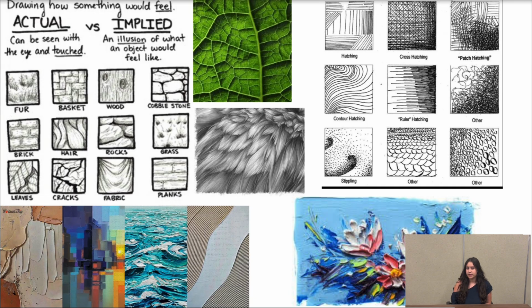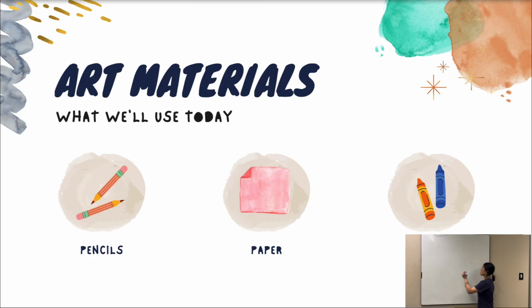Here are some examples of texture. We can see that the leaf has an actual texture, which means that when you pull a leaf off a tree, you can feel it in your hands, where other texture is implied, like cobblestones or rocks that you pick up on your path. I will now be showing you all the steps to draw a little dog.